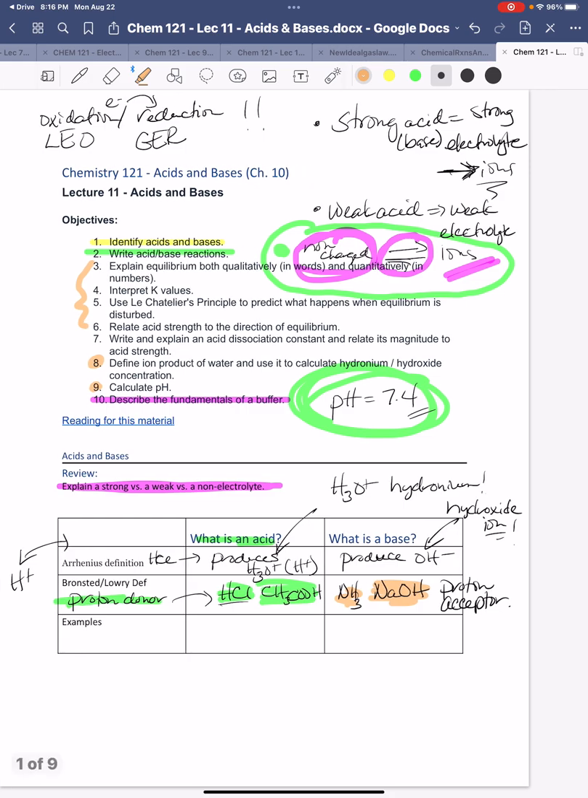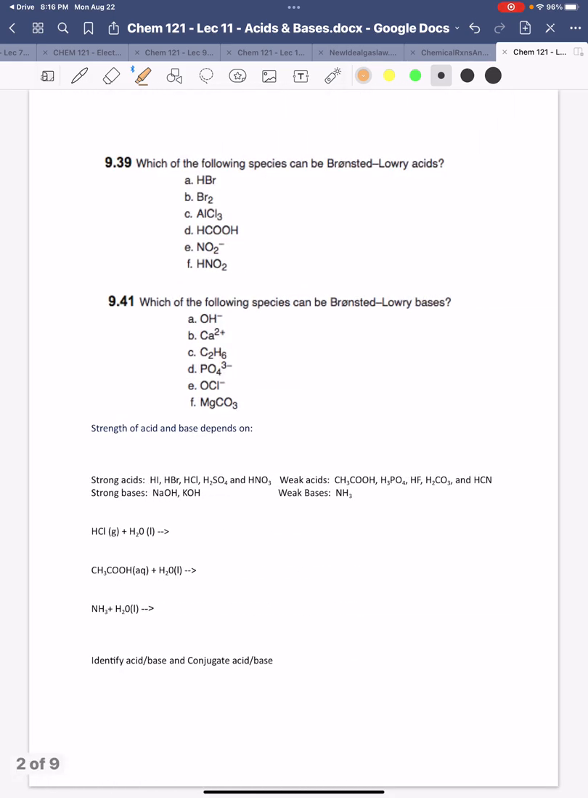Okay, so let's keep going. Basically, the Bronsted-Lowry definition of an acid is that it has to have a hydrogen to donate. So those species right there would be our good candidates for a Bronsted-Lowry acid. If something doesn't have a hydrogen to donate, it can't be an acid, okay?